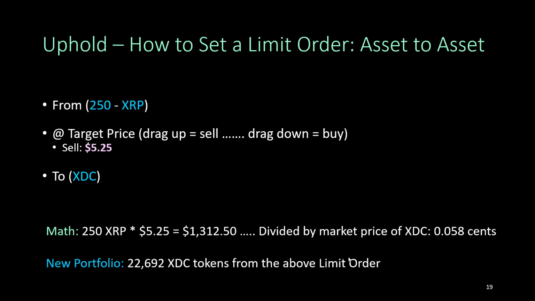And so now your new portfolio, at those two prices, the $5.25 and then the 0.058 cents for XDC, you've built a portfolio of 22,692 XDC tokens from the above limit order. Now there is a transaction cost with this. XDC has transaction costs, Uphold has transaction costs, so it won't be exact, but it will give you the mechanics of how to do this if you've never done a limit order before.